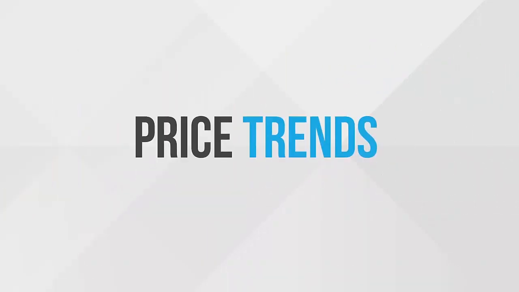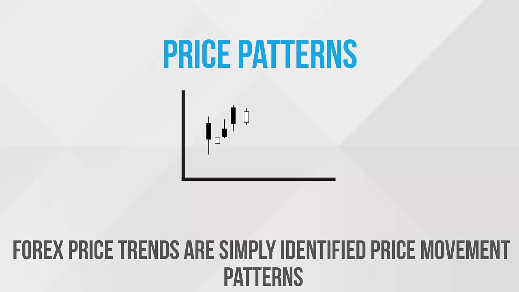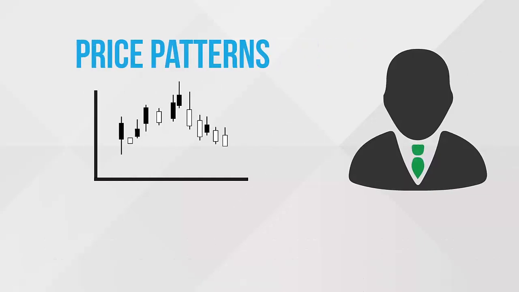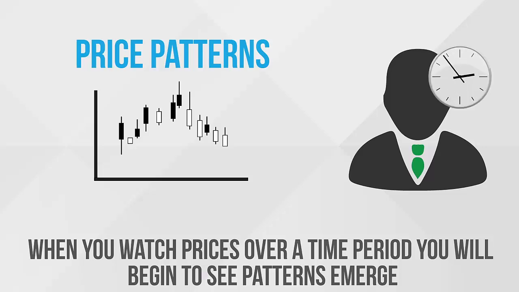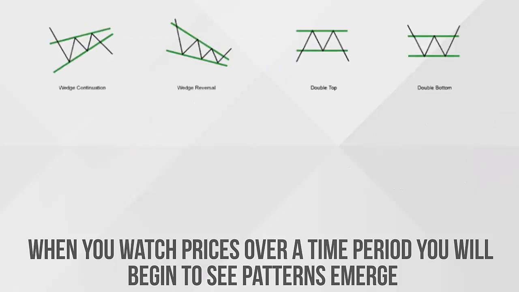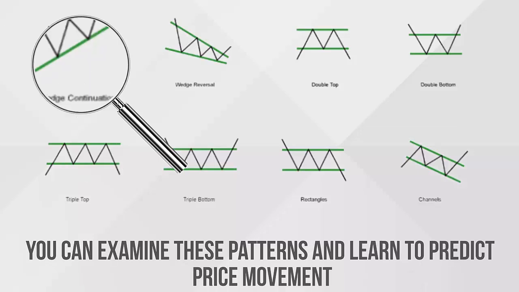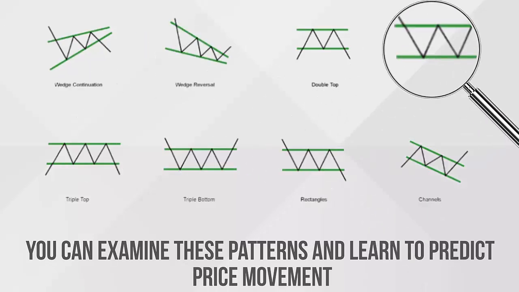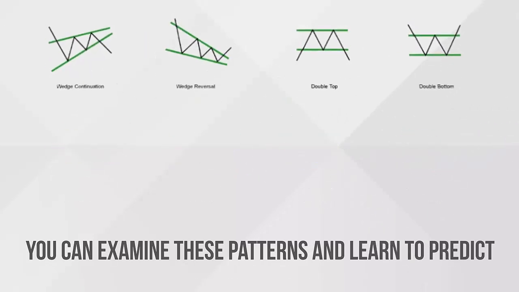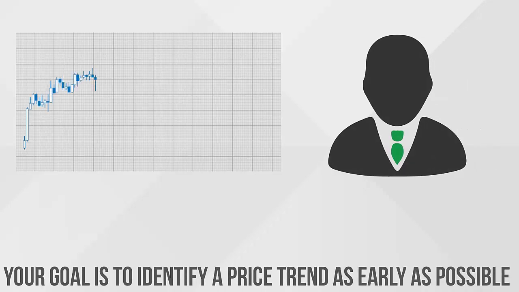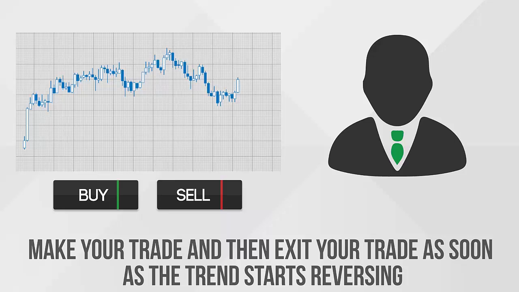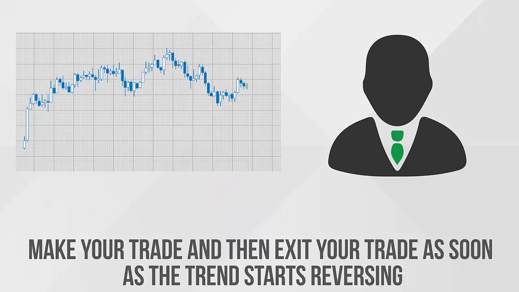Price trends. Forex price trends are simply identified price movement patterns. When you watch prices over a time period, you will begin to see patterns emerge. You can examine these patterns and learn to predict price movement. Your goal is to identify a price trend as early as possible, make your trade and then exit your trade as soon as the trend starts reversing.